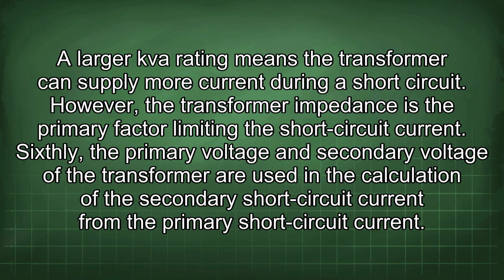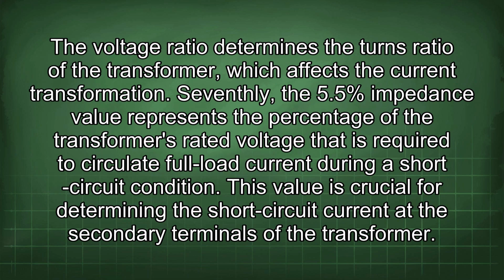Sixthly, the primary voltage and secondary voltage of the transformer are used in the calculation of the secondary short-circuit current from the primary short-circuit current. The voltage ratio determines the turns ratio of the transformer, which affects the current transformation. Seventhly, the 5.5% impedance value represents the percentage of the transformer's rated voltage that is required to circulate full load current during a short-circuit condition. This value is crucial for determining the short-circuit current at the secondary terminals of the transformer.